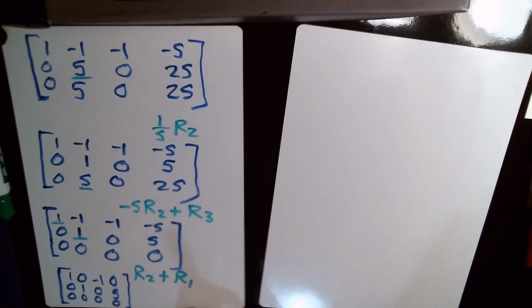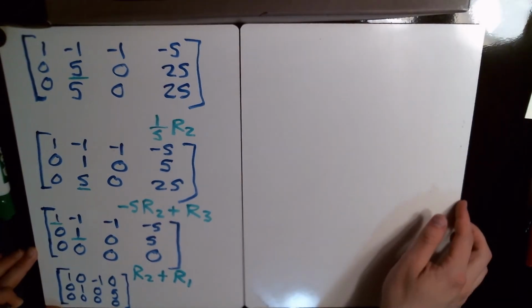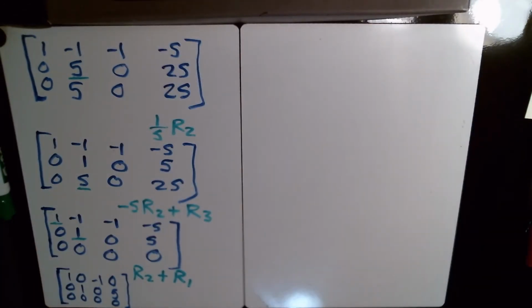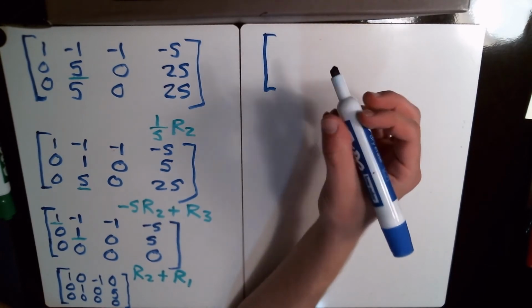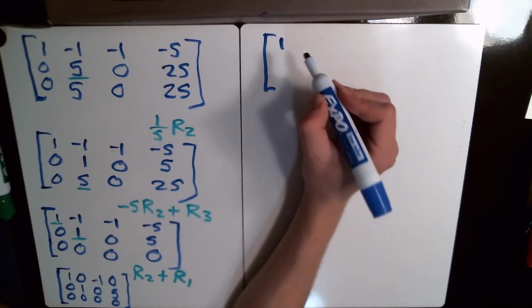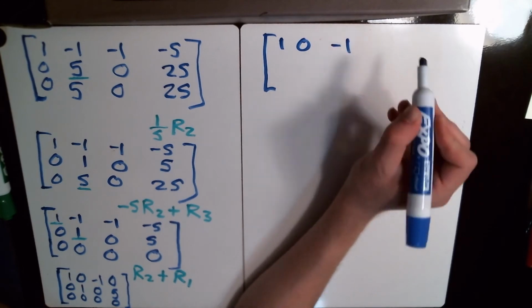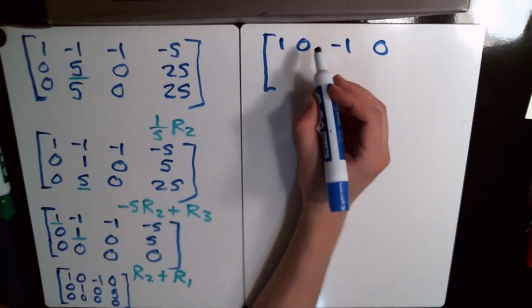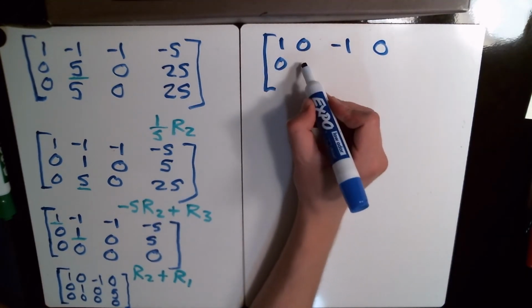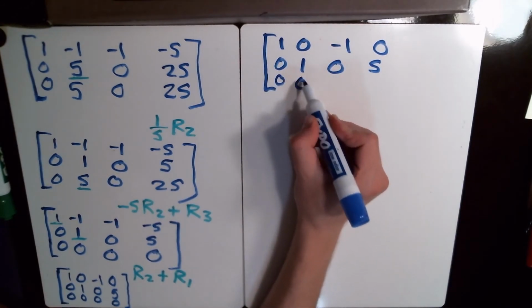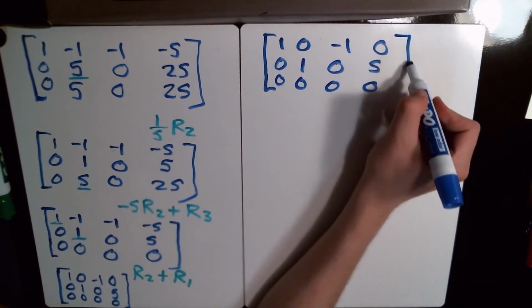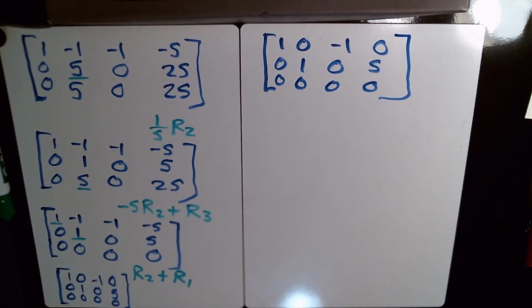Okay, so what we just ended up with, I'll rewrite it out so that you can see, because it's kind of down there at the bottom. Okay, so this was our matrix that we ended up as our reduced row echelon form.